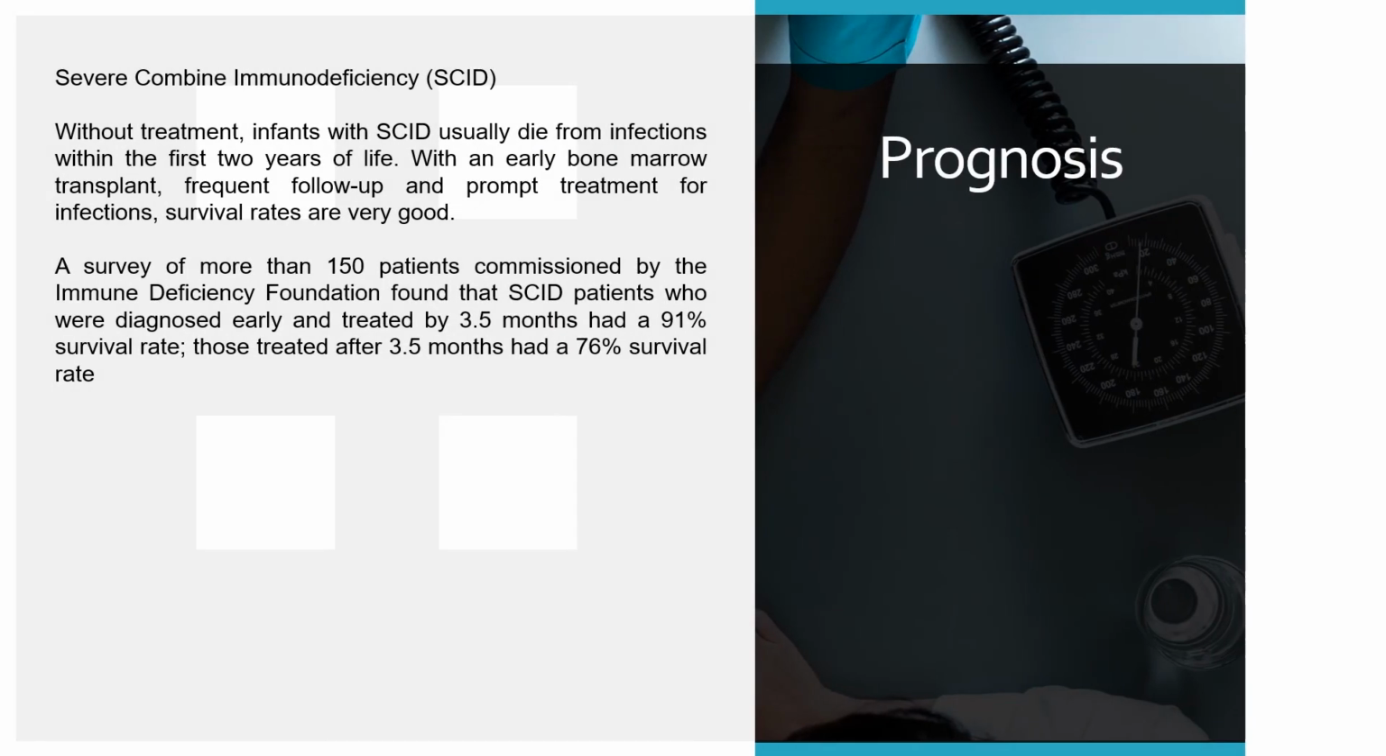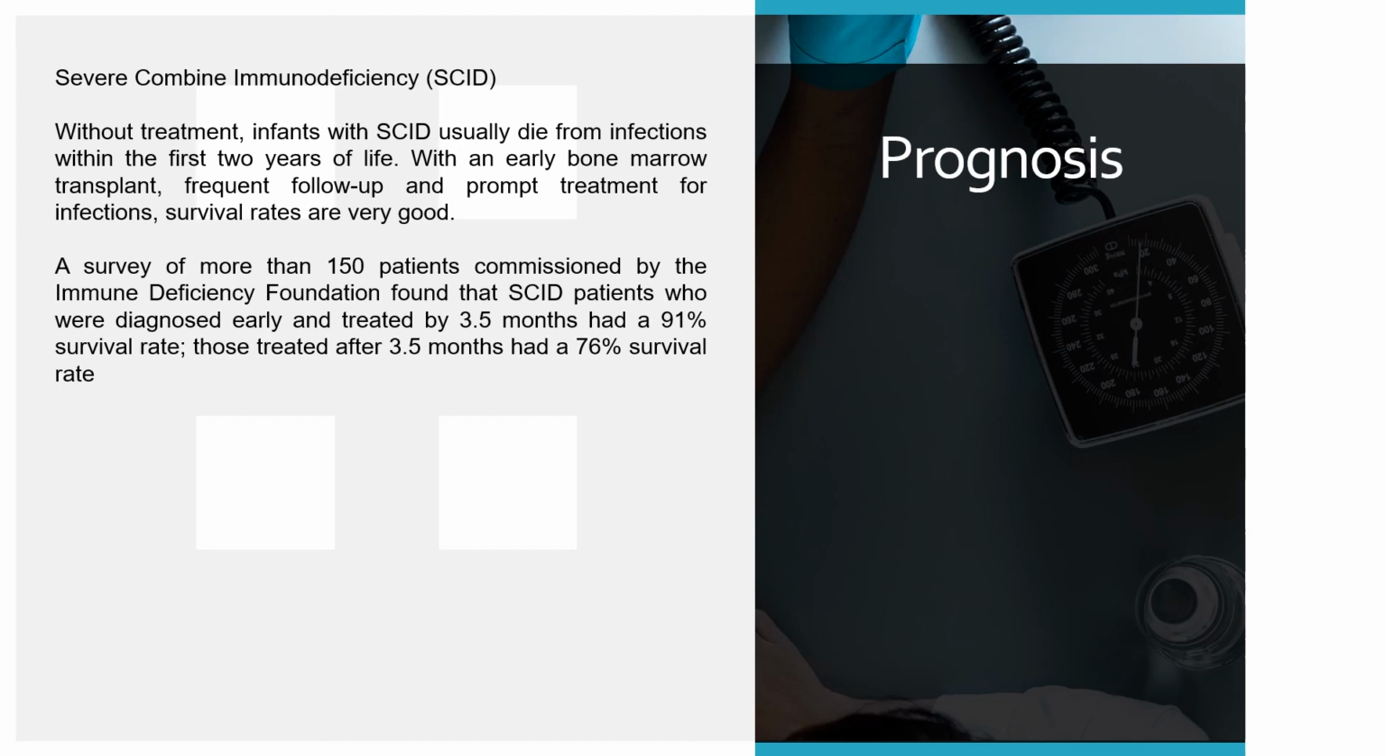For the prognosis of severe combined immunodeficiency, or SCID, without treatment, infants with SCID usually die from infections within the first 2 years of life. With an early bone marrow transplant, frequent follow-up, and treatment for infections, survival rates are very good. A survey of more than 150 patients commissioned by the Immune Deficiency Foundation found that SCID patients who were diagnosed early and treated by 3.5 months had a 91% survival rate. Those treated after 3.5 months had a 76% survival rate.